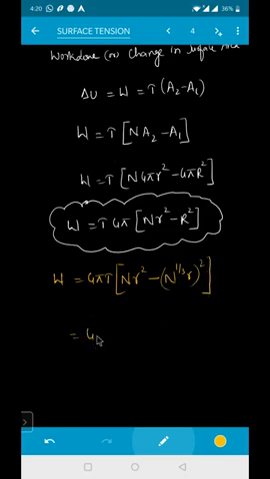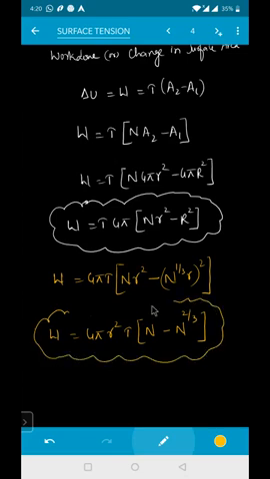So how much will that be for me? 4 pi r square will come out, times surface tension T, into n minus, and this will become n to the power of 2 by 3. Can I write like this? This will be the work done. Clear? So depending upon smaller or capital radius, I can write the answers for that. Is it clear?